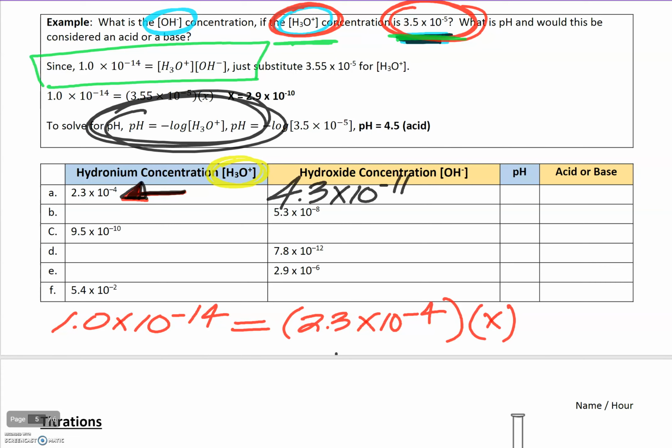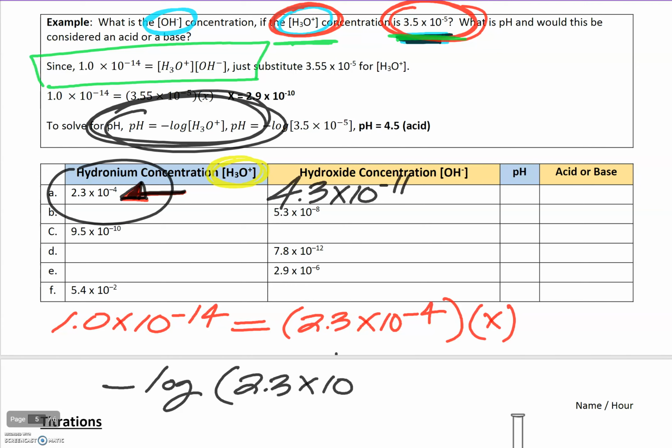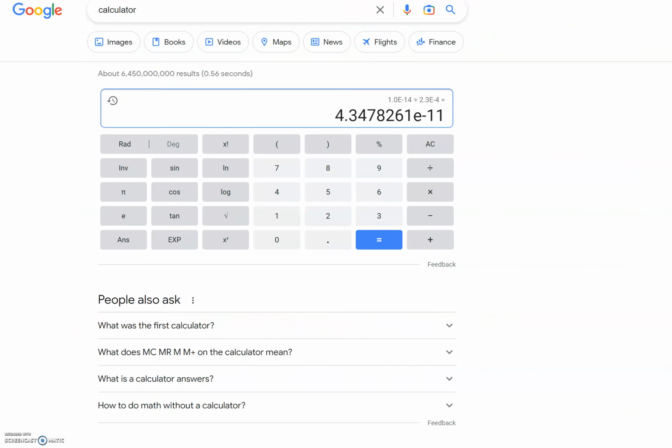The best way is using the log. It's the negative log of whatever is over here, which is 2.3 times 10 to the negative fourth. Now, it says that this is a negative log, so see the negative sign right there. But in your calculator, you're just going to put in the log function. You're not going to worry about the negative piece, and you'll just drop the negative sign. So we're going to do log of 2.3 times 10 to the negative 4, and that will give us pH.